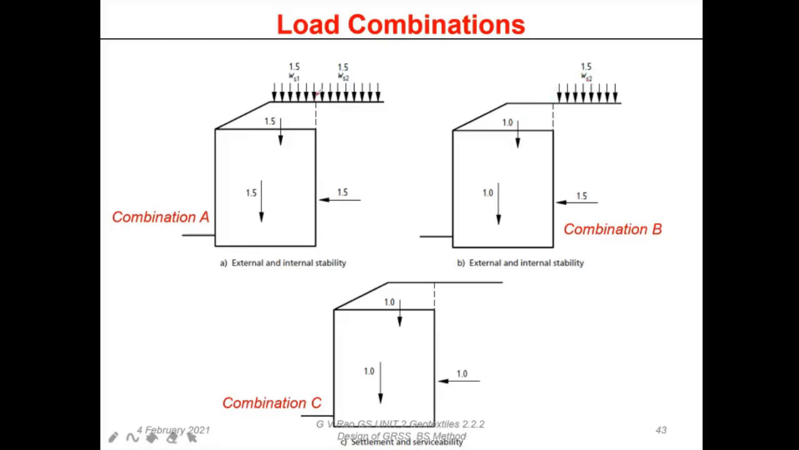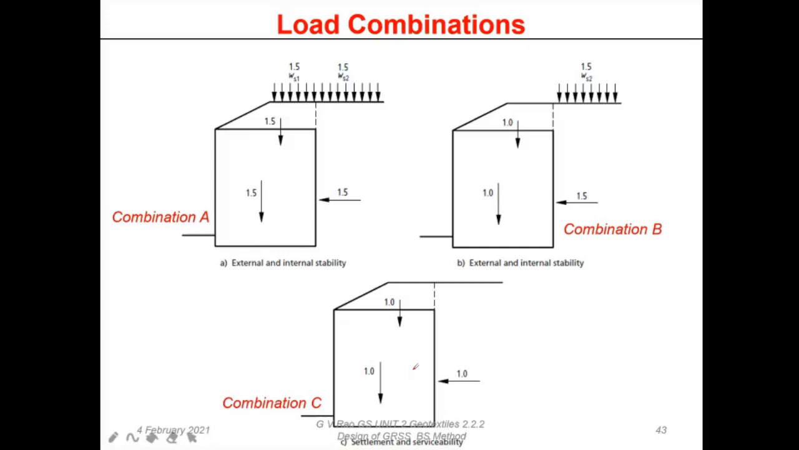Earlier, it was there on the embankment or on the slope itself partially and extending beyond also. So we are not going to consider that part of it. We are going to consider only the portion of the UDL load outside this entire reinforced mass. So that is again 1.5. So that is combination B. In combination C, everything is factor one. There is no incremental factor of safety.